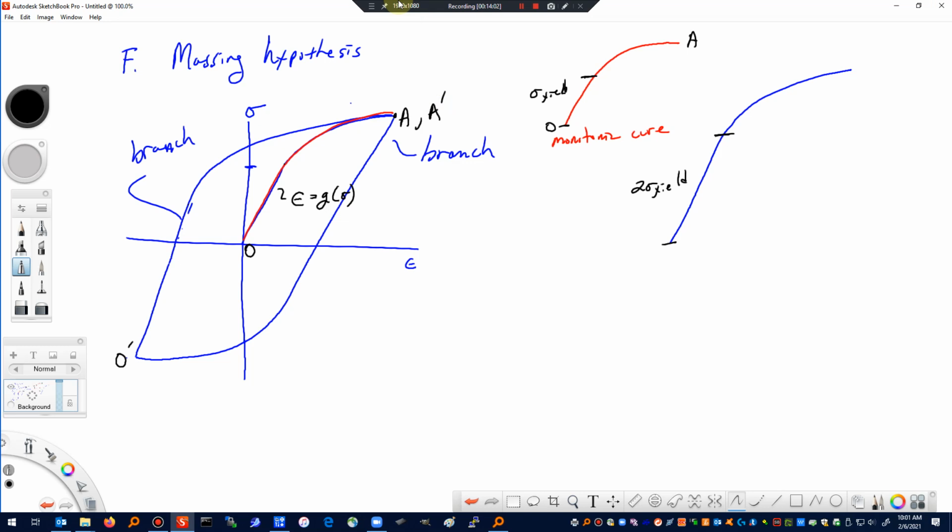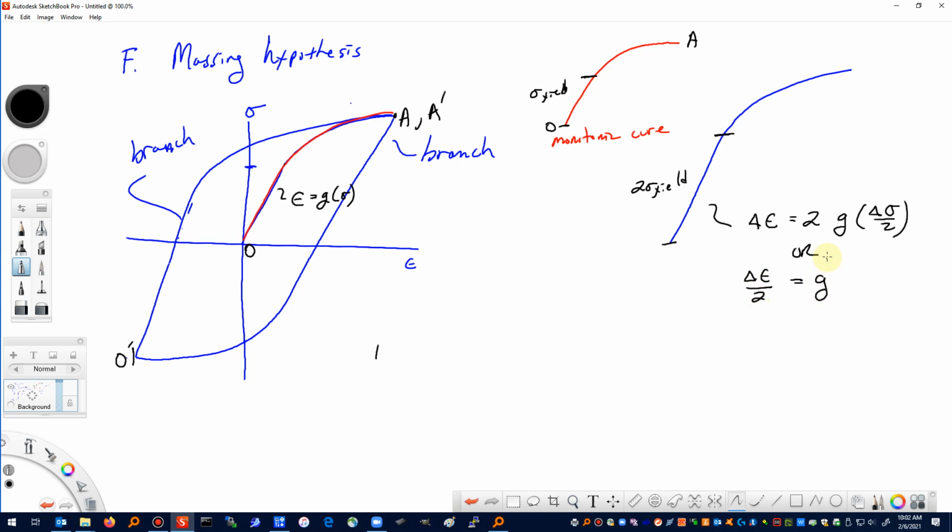And so what Masing's hypothesis says is if we have a functional description of the monotonic stress strain curve, then the functional description of the branch is going to look something like this. If we calculate the range of strain, the distance along the x-axis from here to here, that range of strain can be computed as 2 times the function of the stress amplitude. Or the way you probably usually see me write it, the strain amplitude, or the strain range over 2, has the same functional relationship as the monotonic curve, where we put in the stress amplitude, or the stress range divided by 2.